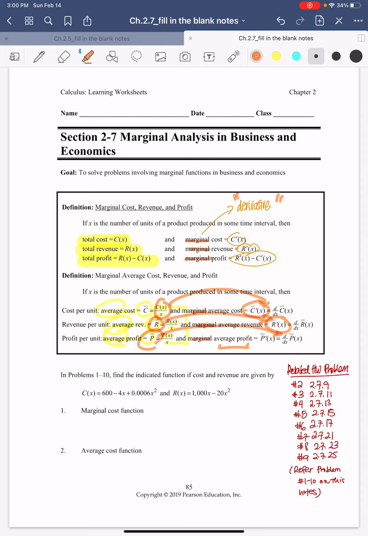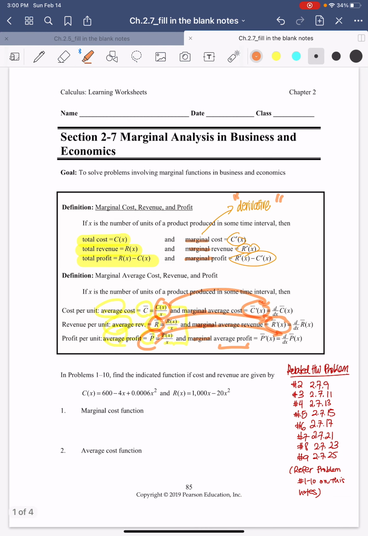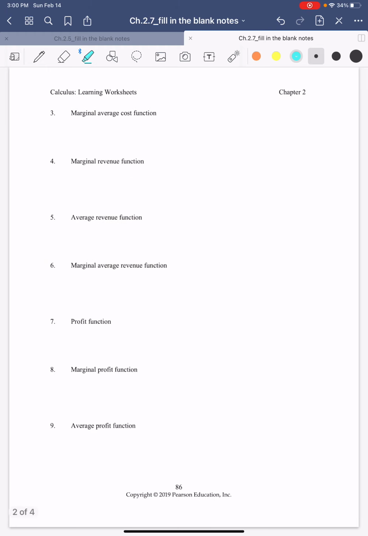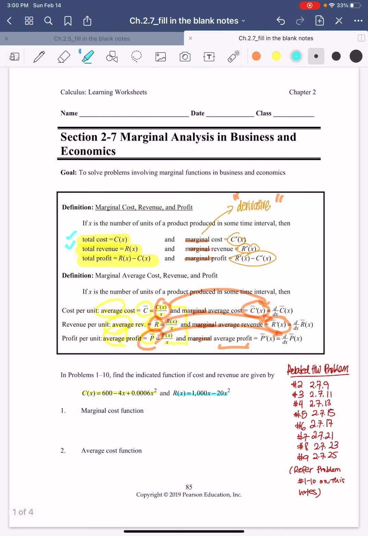Okay, so problems 1 through 10 are just exercises in getting used to the terms. I have the cost function and the revenue function given. These two are given, total cost and revenue, and using those two, we are going to find the rest of them: marginal cost function, average cost, marginal average, and so on. All you have to do is follow the definition. So let's begin with number 1.